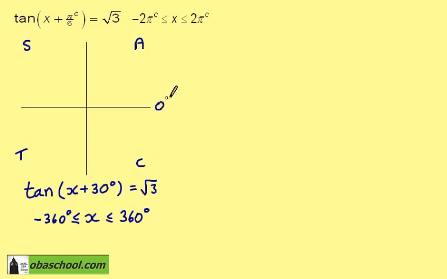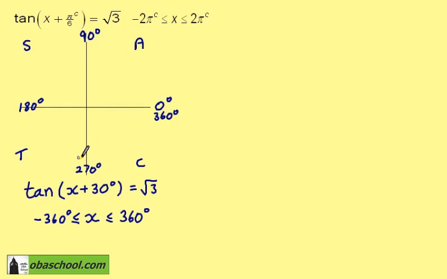This is 0 degrees, and if we go around in an anti-clockwise direction, we're using positive angles. So this is 90 degrees, 180 degrees, 270 degrees, and 360 degrees. If we go clockwise, we're using negative angles.